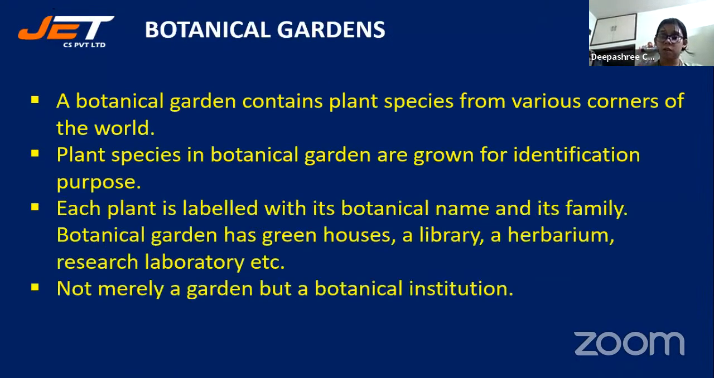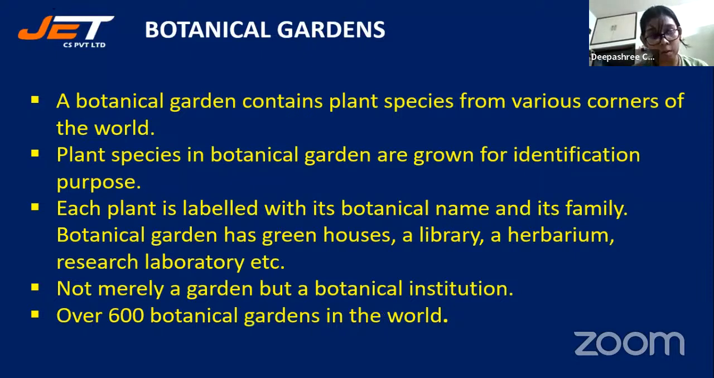Okay. So what is a botanical garden? Well, a botanical garden is something that has plant species from almost every corner of the world. Okay. And why are plant species present in the botanical garden? They are grown for identification purposes.